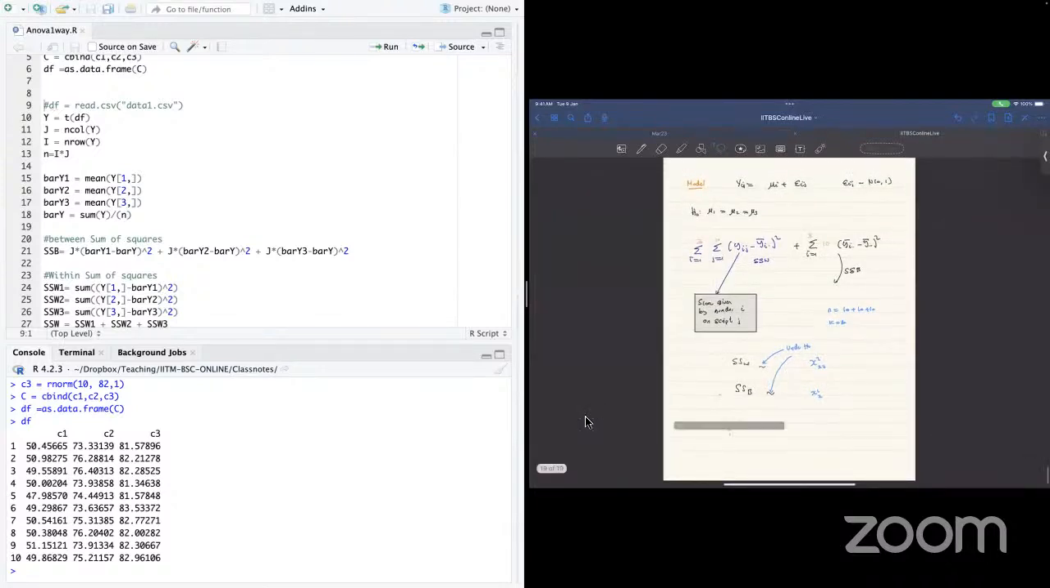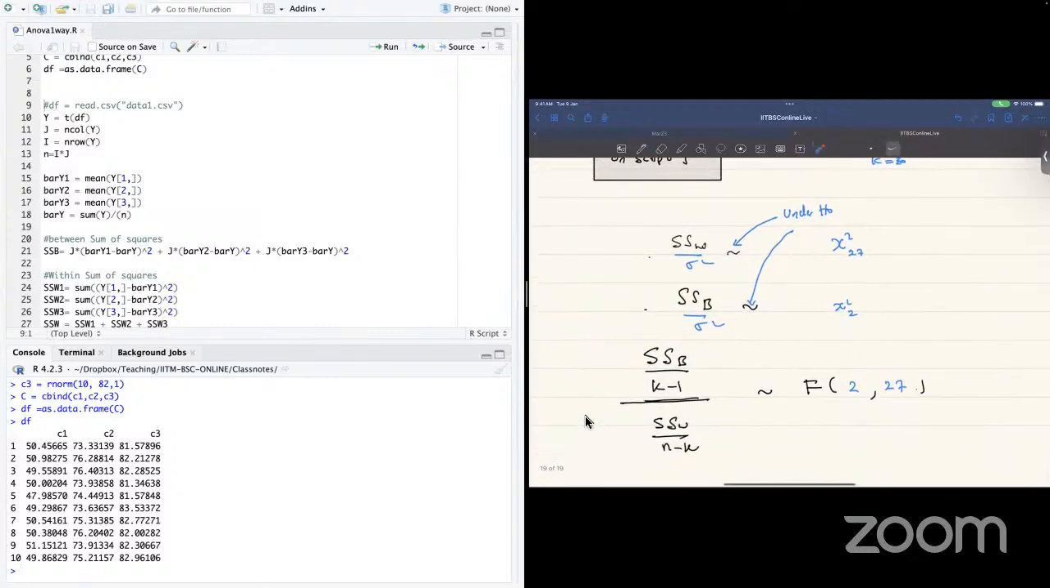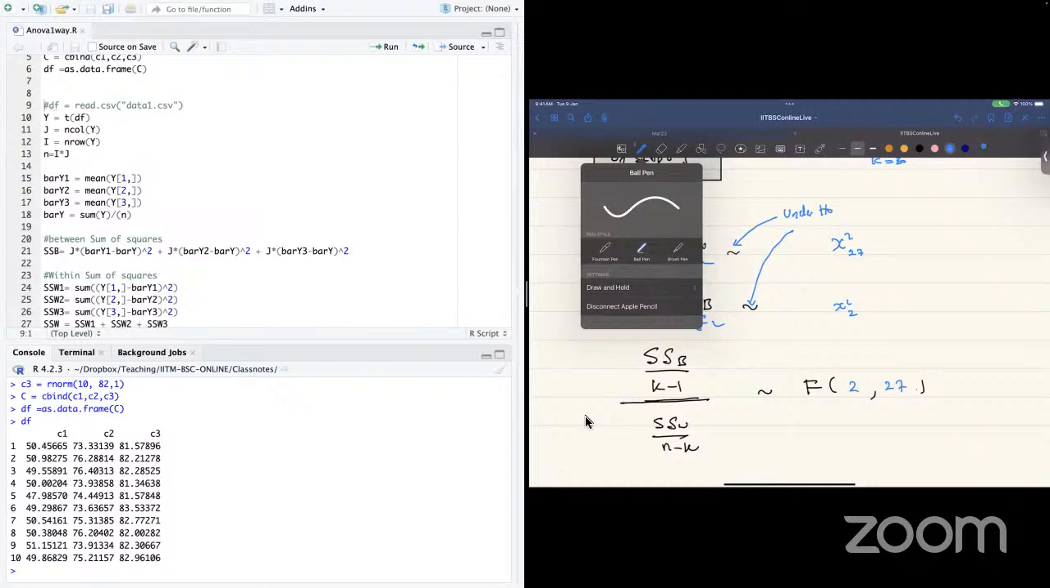So I also know that this is an F, with degrees of freedom 2 and 27. So now I can use this. Of course, in this case I knew my sigma. Let's say I did not know sigma squared, I just knew it was some number. Then I would have a sigma squared here and a sigma squared here, but the ratio would be independent of sigma squared, and that's how I get an F. So all this is true only under H naught.